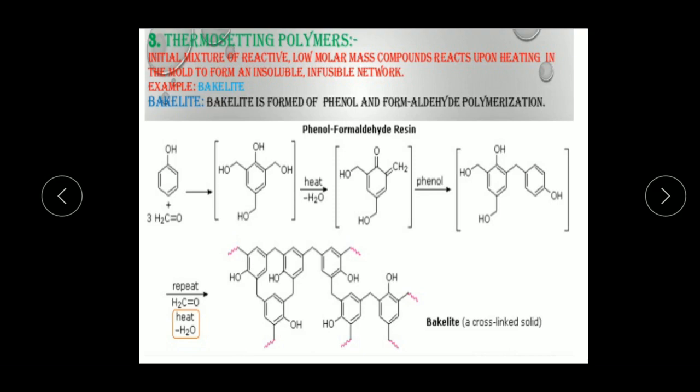See here, thermosetting. Initially, the mixture of reactive low molar mass compounds reacts upon heating in the mold to form an insoluble network. These are formed by network structures, and these thermosets are stronger than the thermoplastics because they are made up of strong network structures. Naturally and physically these are stronger than thermoplastics. For example, Bakelite.